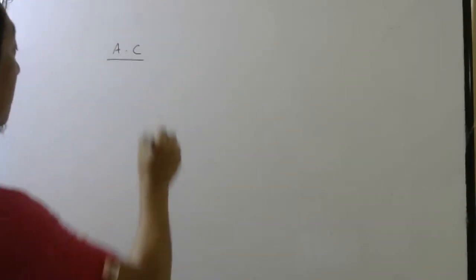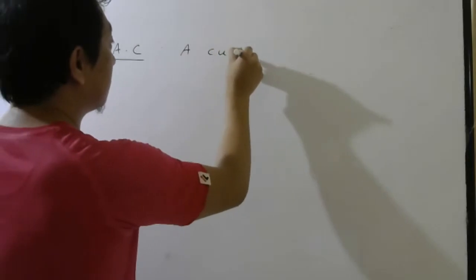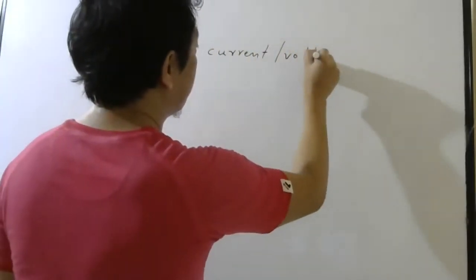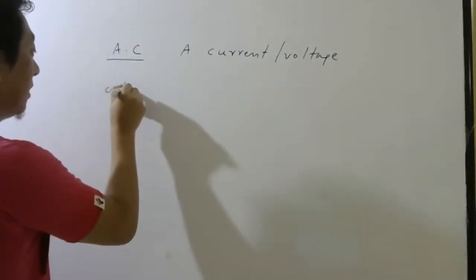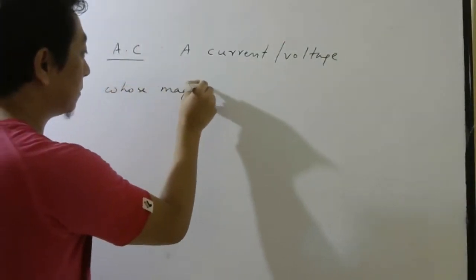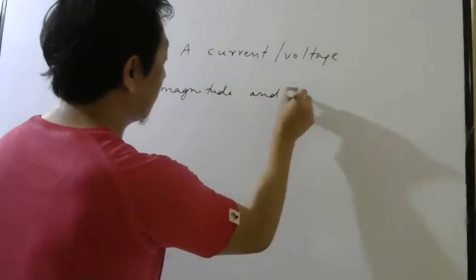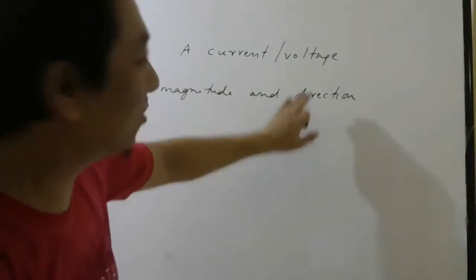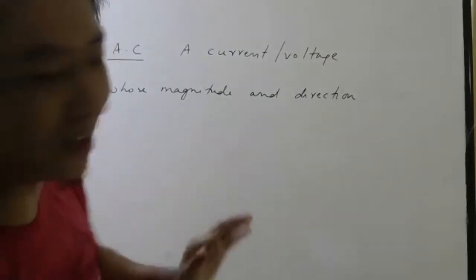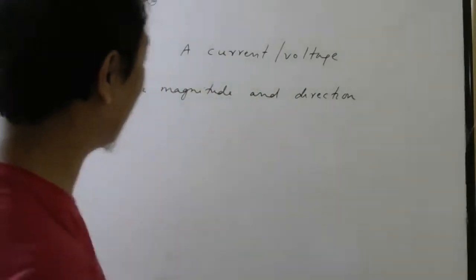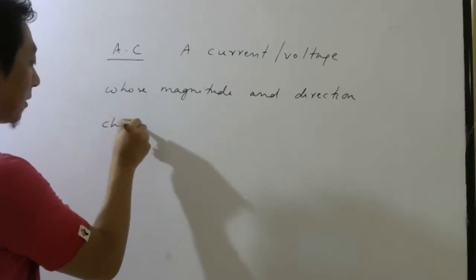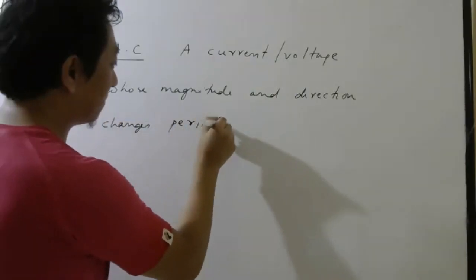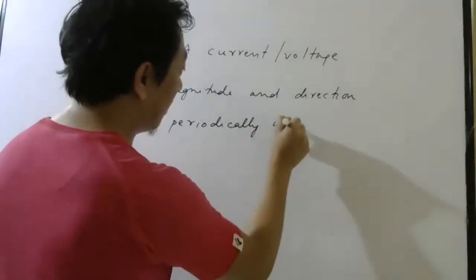Okay, so let us start the chapter now. First, we will start with definition. The definition is a current or voltage whose magnitude and direction. For current, it is okay to write direction. For voltage, we should actually write polarity, but it's okay. A current whose magnitude and direction changes periodically with time.